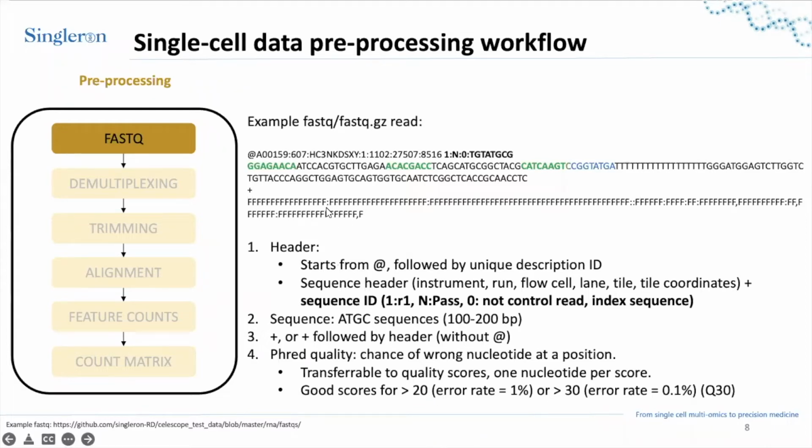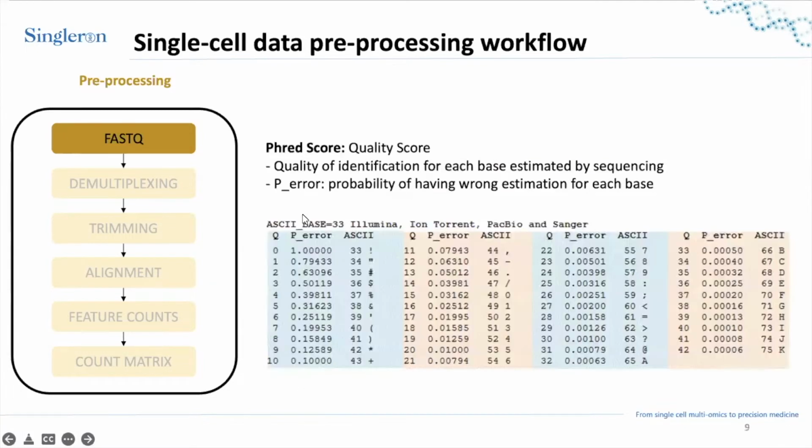So the Phred score is, for each nucleotide, there is one alphabet character that represents the score here. So next here, it is a table of the corresponding alphabet characters with the probability of error.